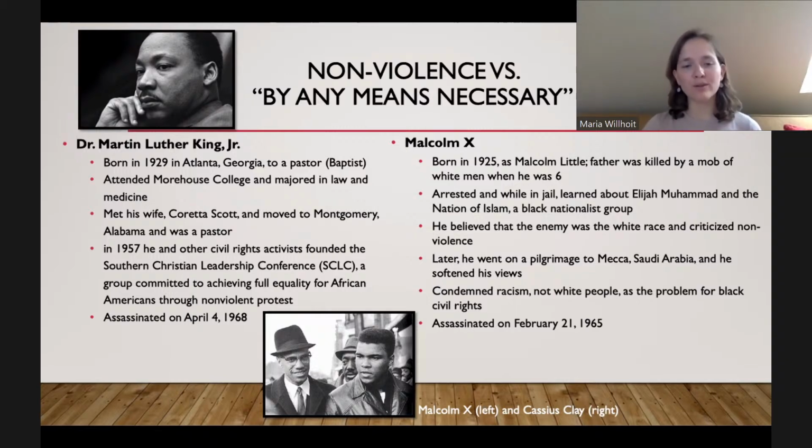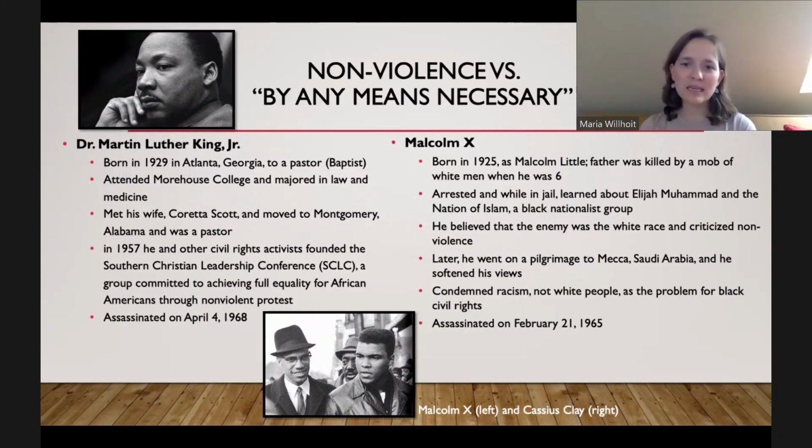And Martin Luther King, he's different. He starts the Southern Christian Leadership Conference. It's a conference of civil rights activists, and he is a big advocate for nonviolent protests. He's influenced by Jesus, he's influenced by Mahatma Gandhi. He really believes in nonviolence as a means to racial justice.